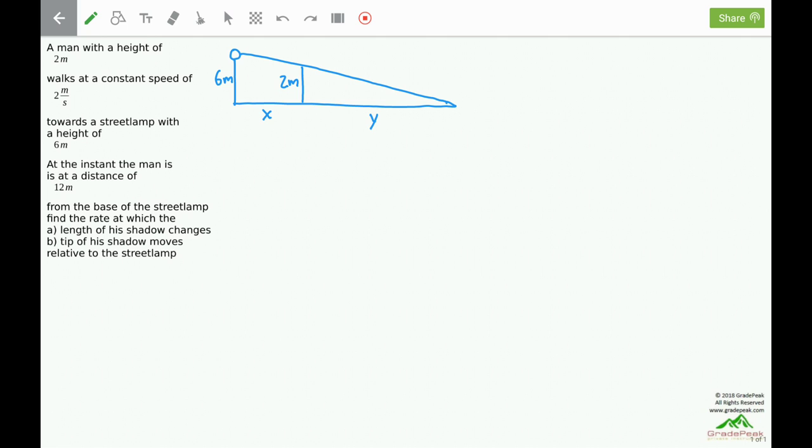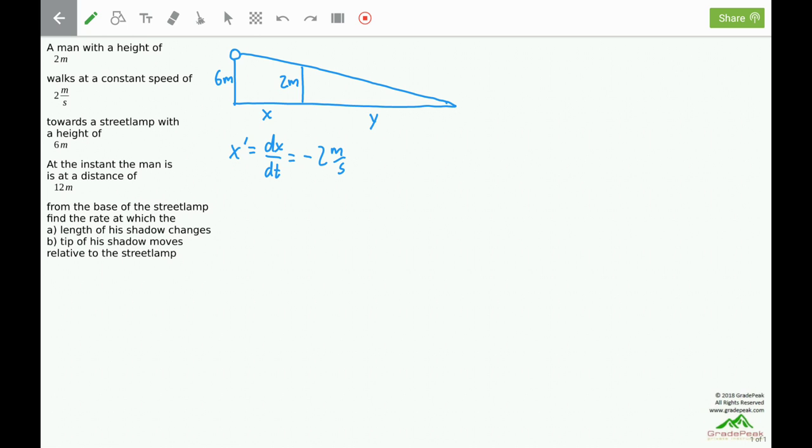We're given the rate at which the man is walking towards the street lamp. Since he's walking towards the street lamp, his distance from the street lamp, which is x, will be decreasing. So its rate, x prime, or dx dt, will be a negative number. And we're given the value of 2 meters per second.